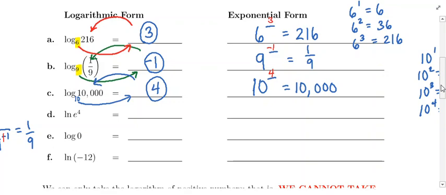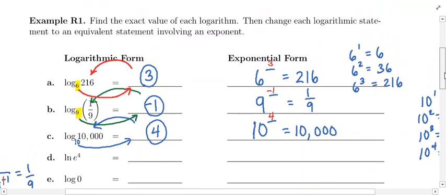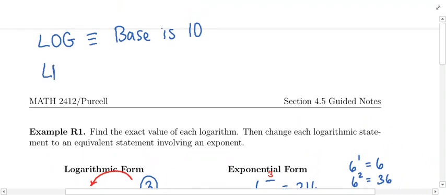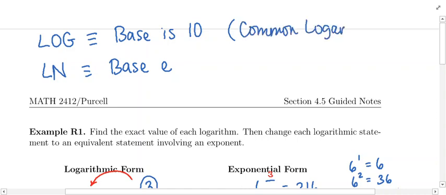Again, there's no subscript, there's no little number. Instead of log, you see ln. ln is called the natural logarithm. It's a special type of logarithm, just like plain log is. ln is base e. e is the base for ln. By the way, a base 10 logarithm is called a common logarithm, and a base e logarithm is called a natural logarithm.